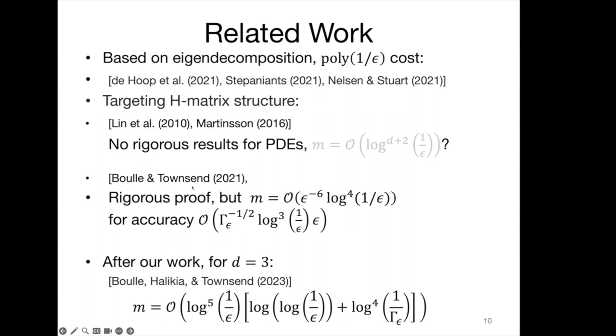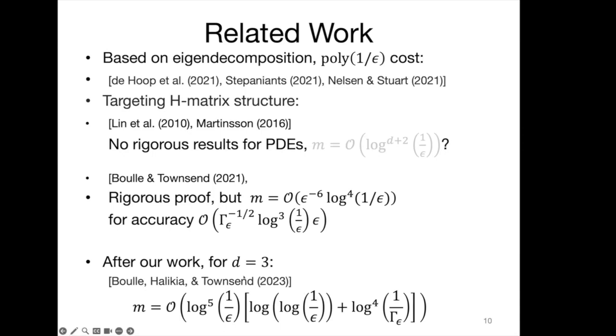The first end-to-end rigorous proof for general cases, depending on how picky you are when it comes to defining rigorous proof, was probably given by Boullé and Townsend in 2021. But this again ended up being based on a randomized SVD, so that again required a polynomial number of matrix vector products. So you see this epsilon to the minus 6. And furthermore, if you look at their work, they have this gamma epsilon term, which they do not control. So in principle, this term could grow arbitrarily badly and make these estimates vacuous.